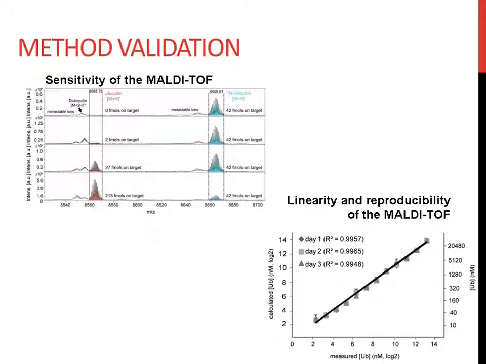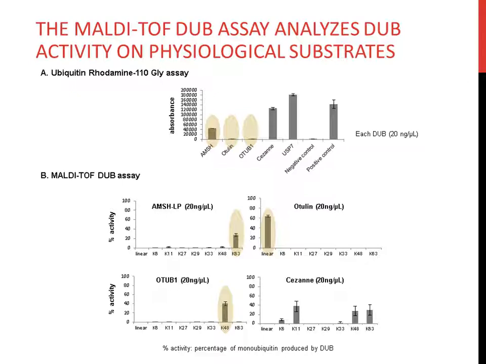We did this on 3 different days. What was also nice is that we could start realizing that, as I said, some of the DUBs don't work in the ubiquitin rhodamine assay, as you see on the top. So, for example, OTULIN and OTUB1 don't work at all. AMSH doesn't work really well. And in our DUB assay, we could actually get them to work really nicely. And these are actually DUBs that do need to see both ubiquitins, the first and the second ubiquitin, to make a cleavage.